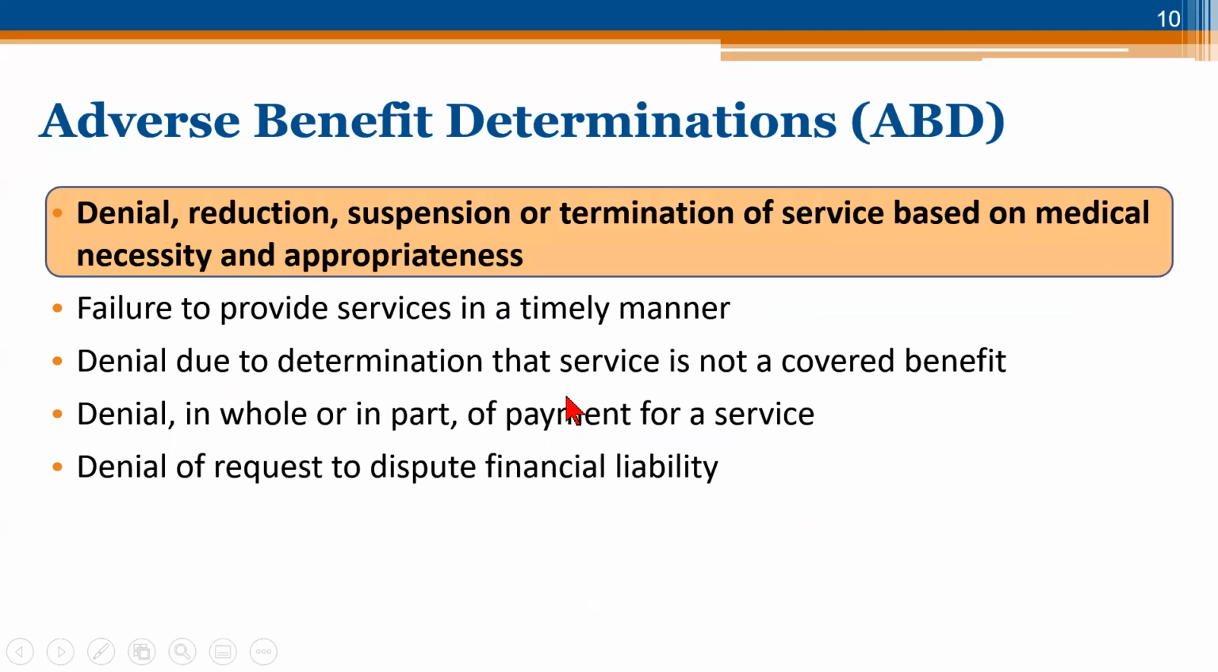Now, there are many types of adverse benefit determinations, and I've listed them. They can be around payment or issues whether a service is even covered, like I want a swimming pool from Medicaid, and they say it's not covered. That's an adverse benefit determination. But we're going to focus on denials, reductions, suspensions, or terminations of a service when that determination to deny is based on medical necessity and appropriateness.